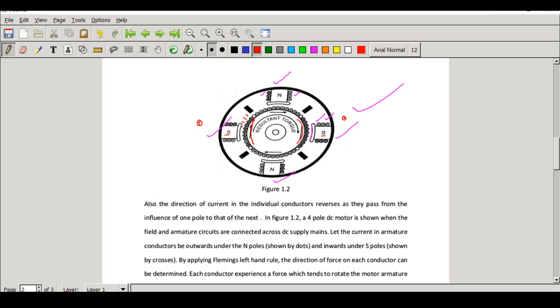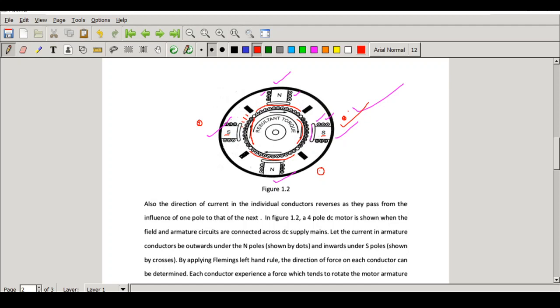Now whereas when we consider the conductors which are coming under the north pole here, you can see that the direction is not the same, right? What is the direction? Here the direction is dot. That means the current is leaving the conductor, whereas here the current is entering into the conductor.